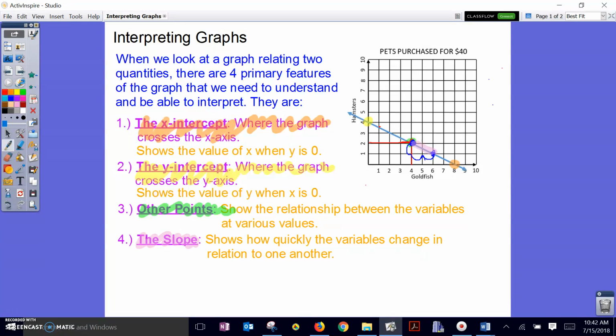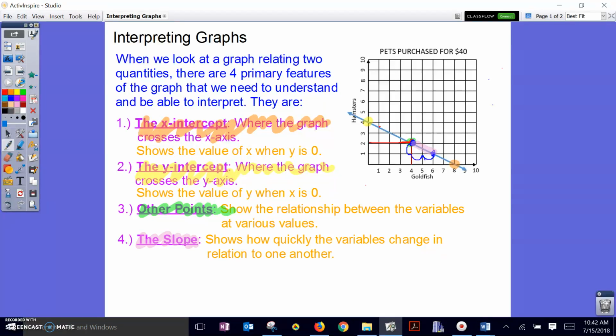Another way to think about it is that 2 goldfish cost the same as 1 hamster. That's something we can tell from the graph, since if we buy 1 more hamster, we have to buy 2 less goldfish, and vice versa. That gives us an interpretation for the slope in a real-world context.